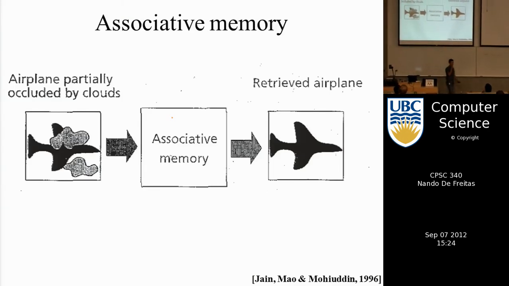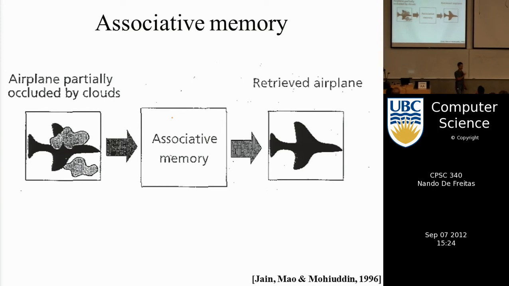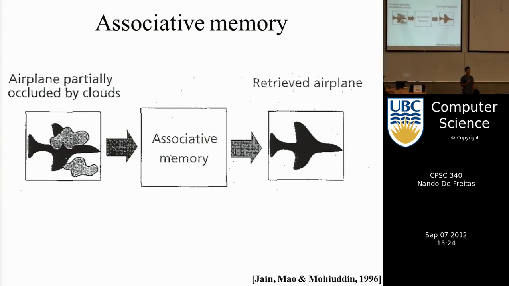Another thing that's very important about how brains work, which is very different from a classical computer, and which is essential to learn in order to see how to build machine learning algorithms, is the fact that memory is associative. What do I mean by that?